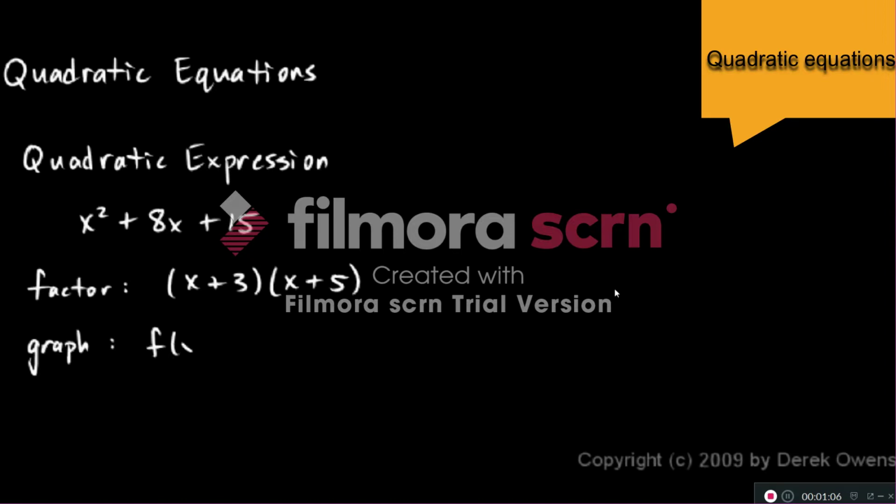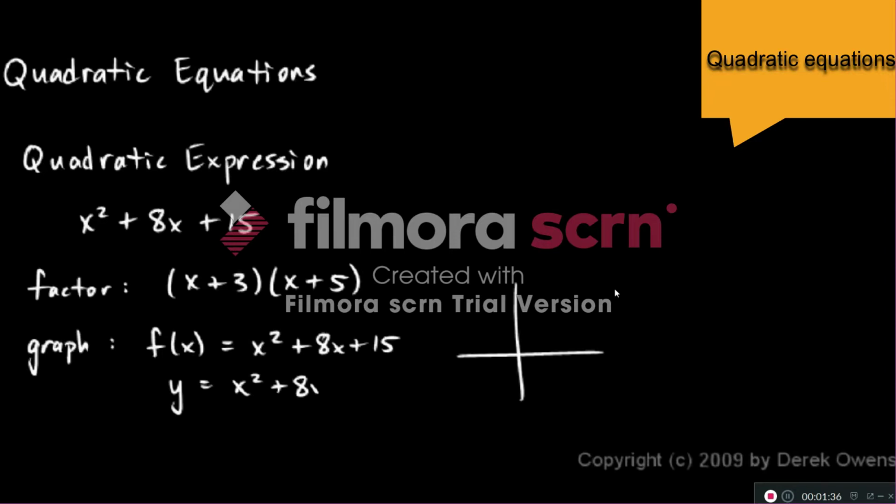If we made a graph, something like this, a function f of x is equal to x squared plus 8x plus 15. I've just taken this expression and written it as a function, and this means that the value of the function depends on what number we put in here for x. And we can put in a bunch of different numbers for x and get out a bunch of different values for the function f. And we can graph this on an xy plane. Saying f of x is equal to this is the same thing as saying y equals this. These two statements mean the same thing. Y is just the y value or the height of the function.